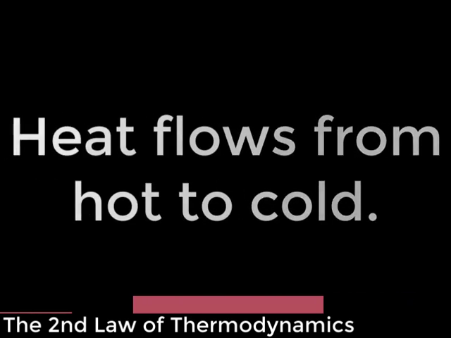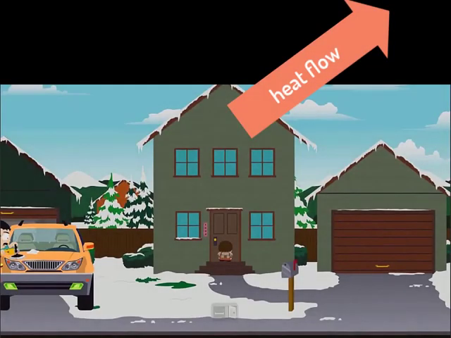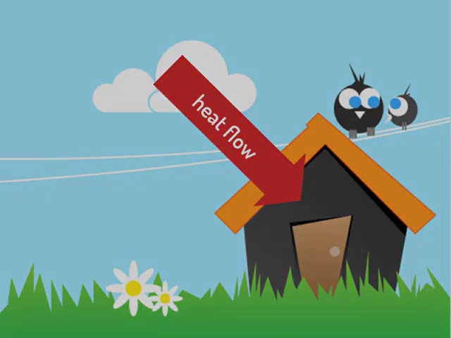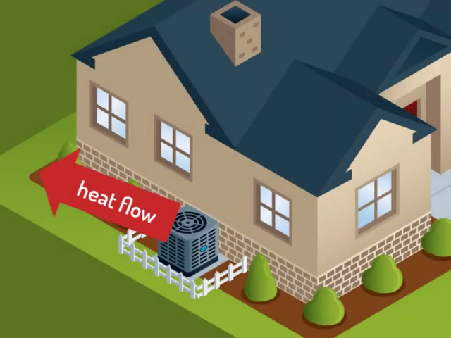Heat flows one way, from hot to cold. In winter, heat flows from inside a warm heated home to the cold air outside. In summer, heat flows from the hot air outside into the home's cooler interior. Heat can be made to flow the other way, but only by imposing external effort, as occurs with heat pumps.